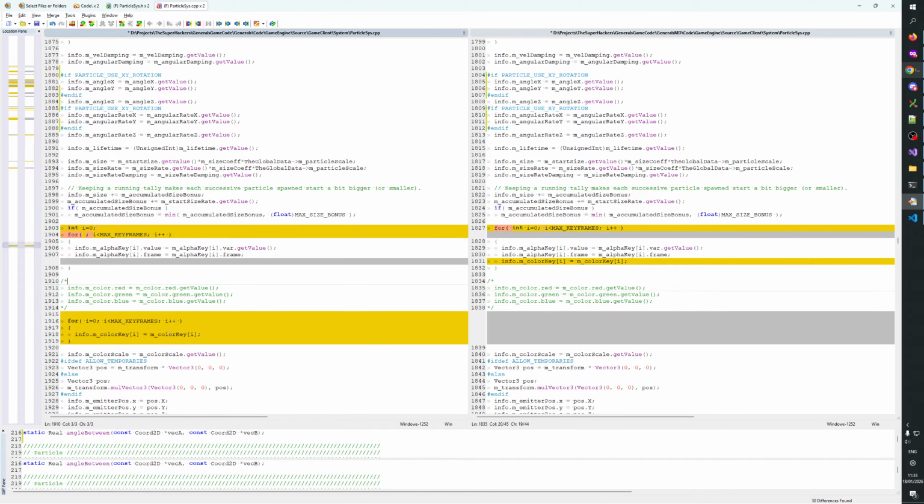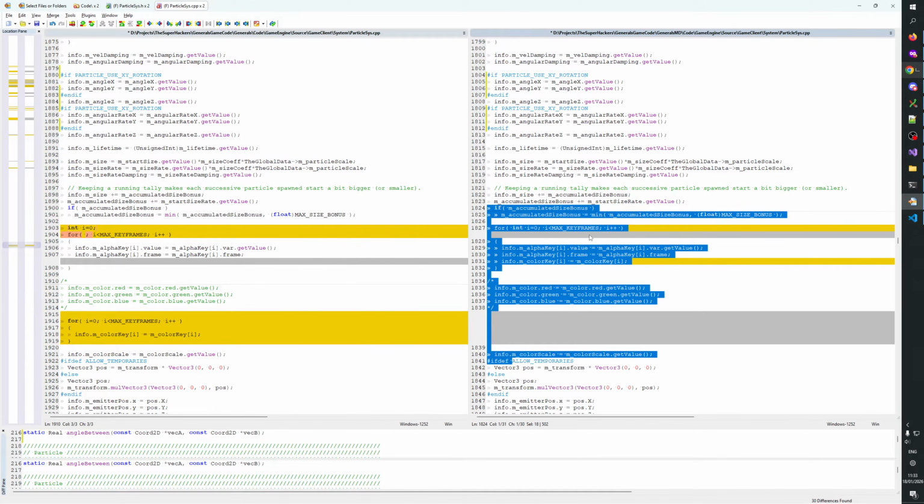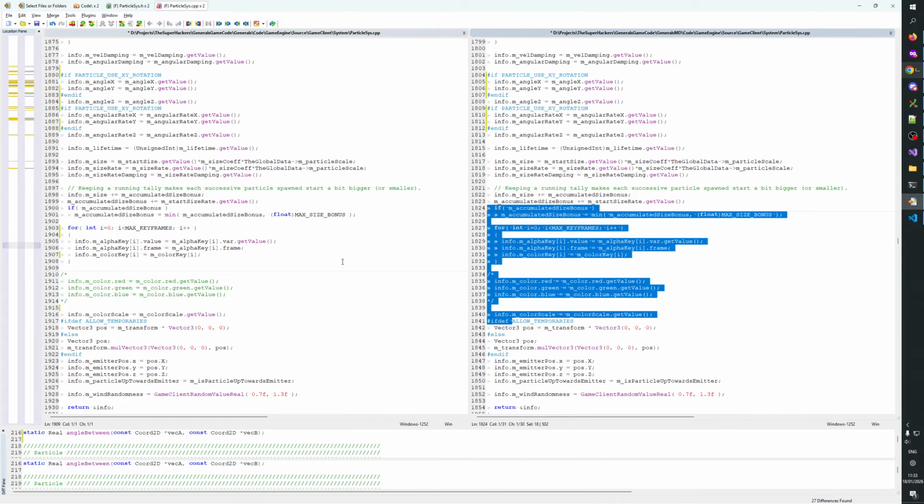Color key. Color key. Okay, why is that split? Ah, it's merged here into one. Okay, I see. Okay, I agree with that. That makes sense, yeah. Yeah, let's take the zero one. That's good.